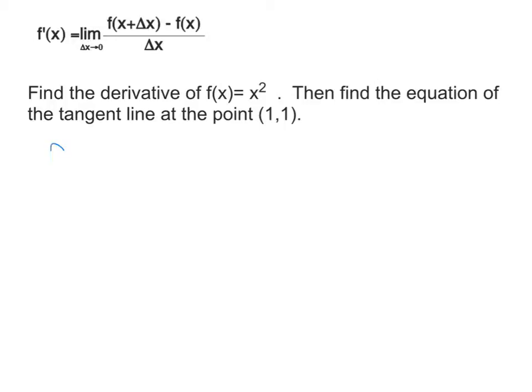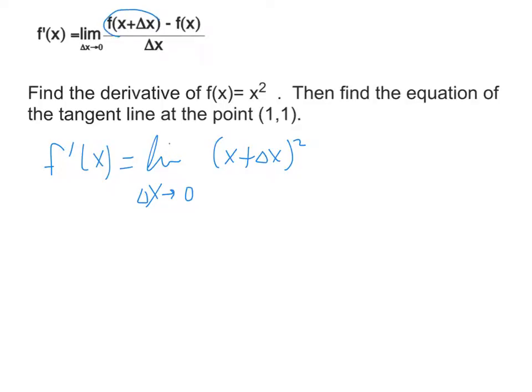So this derivative is going to be the limit as delta x approaches 0 of, well, I'm going to go back up here. I've got f of x plus delta x. So I'm going to plug in. I'm going to put x plus delta x into my function. So instead of x squared, I'm going to use x plus delta x squared. And then minus f of x. So I'm going to subtract.